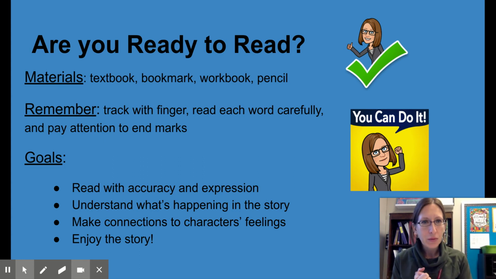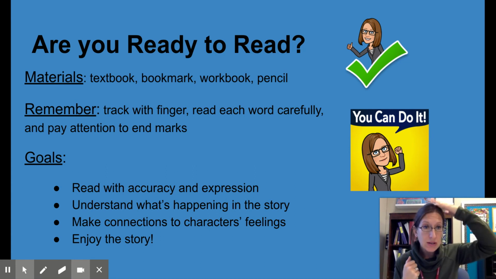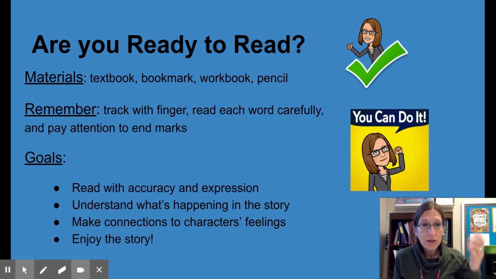All right, some of our goals for today, we're going to read with accuracy and expression. We're going to understand what's happening in the story. We're going to make connections to how characters are feeling, and we're going to enjoy the story.